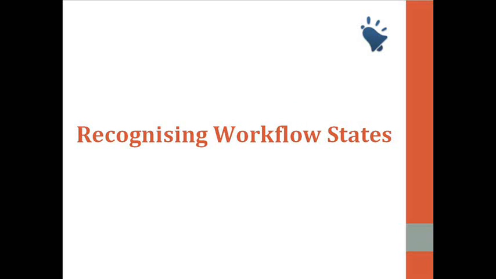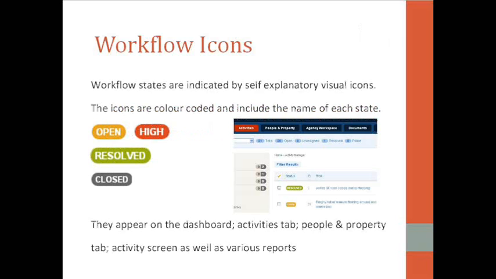Workflow states are indicated by self-explanatory visual icons. The icons are colour-coded and include the name of each state. They appear on the Dashboard, Activities tab, People and Property tab, Activity screen, as well as various reports.